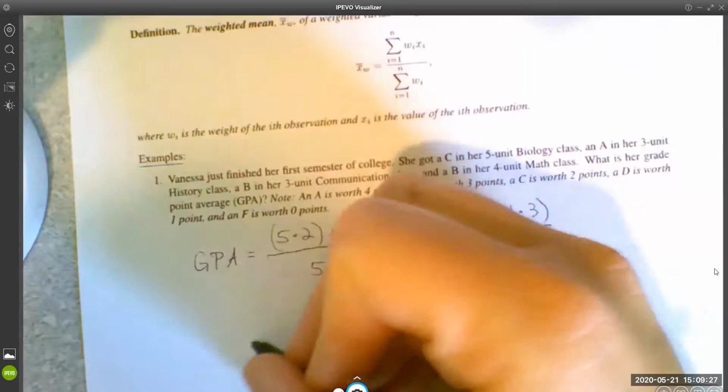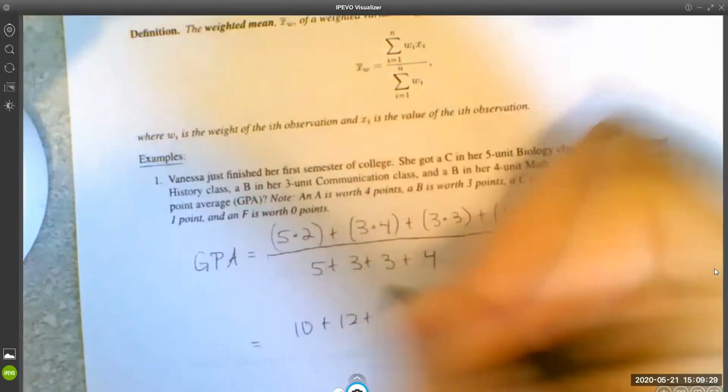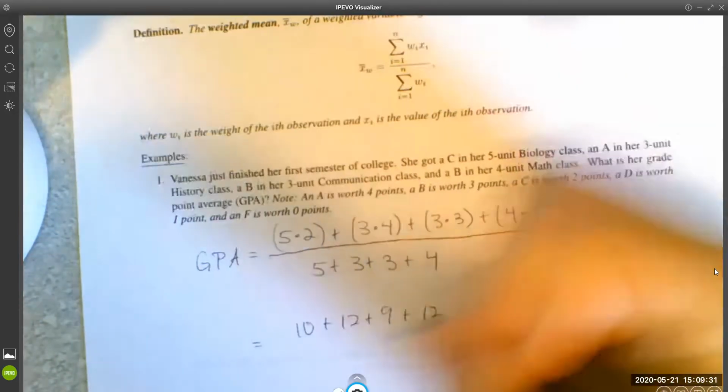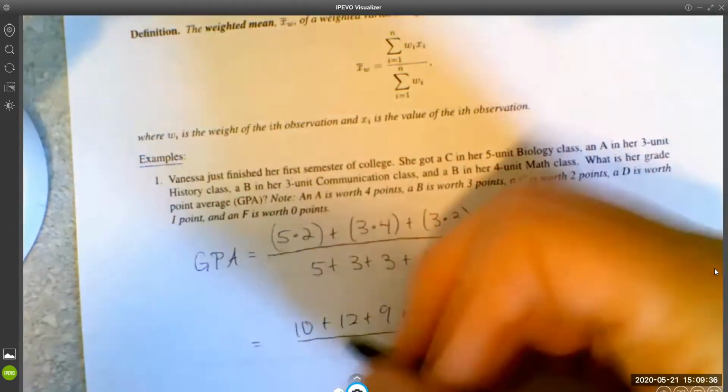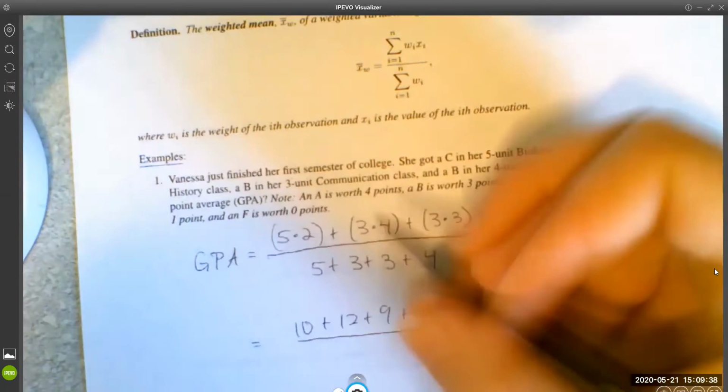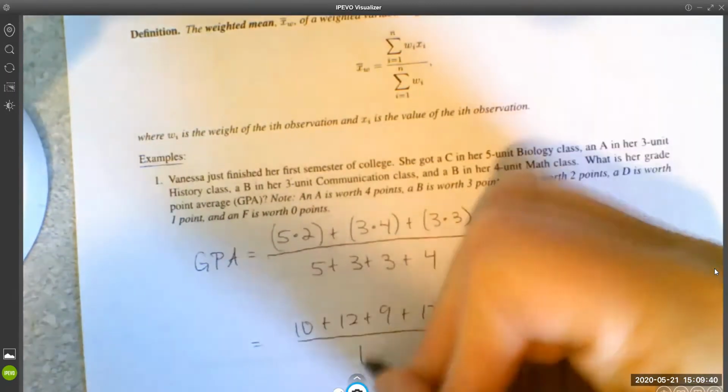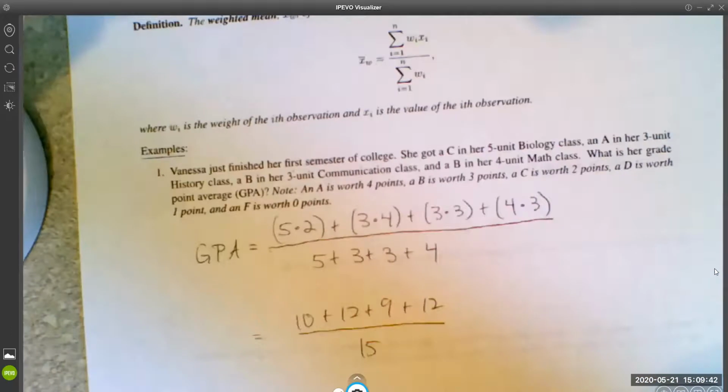So we're going to get 10 plus 12 plus 9 plus 12 divided by 8, 9, 10, 11, 12, 13, 14, 15. Oh, is that right? 8, 9, 10, 11. Yeah, 15. And how much is that?